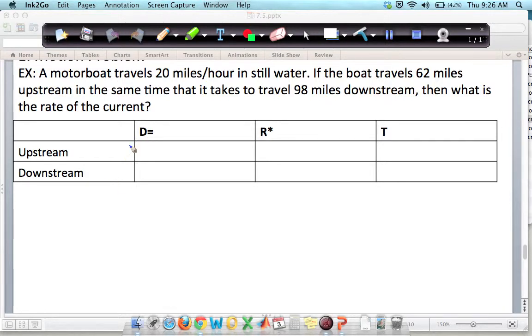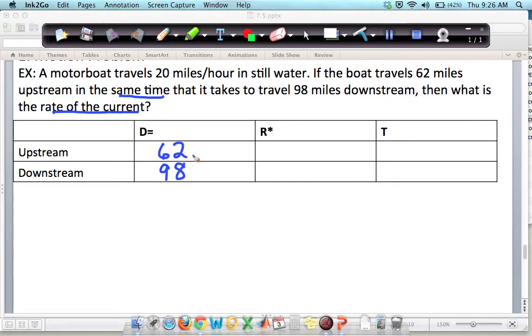It says a motorboat travels 20 miles per hour in still water. If the boat travels 62 miles upstream in the same time it takes to travel 98 miles downstream, then what is the rate of the current? So this is what I'm trying to find, the rate of the current. And I know that we're talking about the same time, and I'll come back to that in a little bit. So the first thing, let's fill in our information. We know the distance upstream is 62, and the distance downstream is 98.